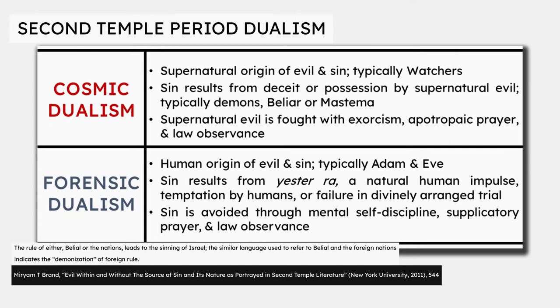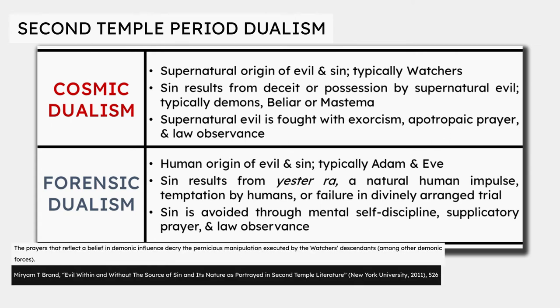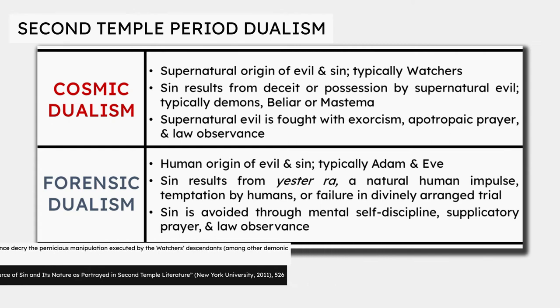Thirdly, cosmological dualism features two main ways of combating these supernatural influences. One is apotropaic prayer, that is, prayer to God specifically to be delivered from supernatural evil in the form of angelic adversaries, demons, or spirits. Brand writes, quote, the prayers that reflect a belief in demonic influence decry the pernicious manipulation executed by the Watchers' descendants, among other demonic forces, end quote.